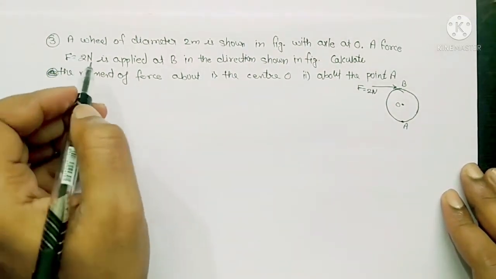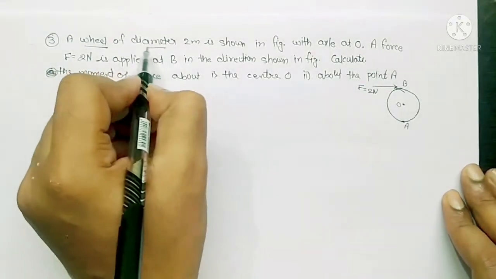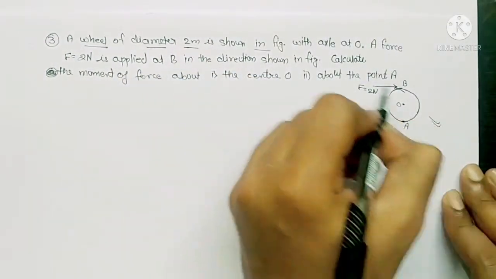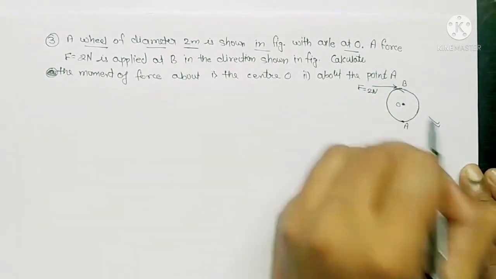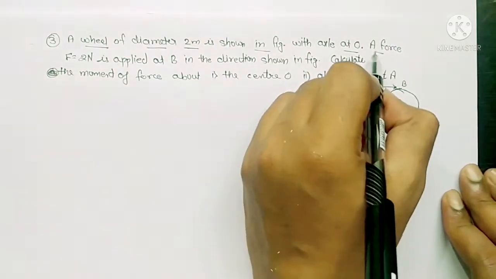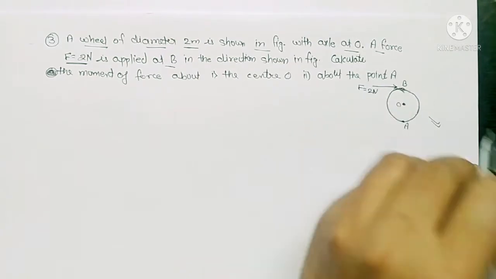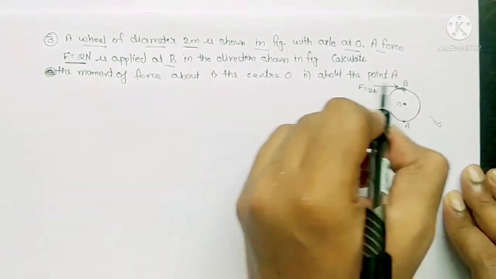Now the next sum is what? A wheel of diameter 2 meter is shown in the figure, that is this one, with the axle at O. So axle is fixed at a point O. A force of 2 Newton is applied at a point B, in the direction as shown in the figure.